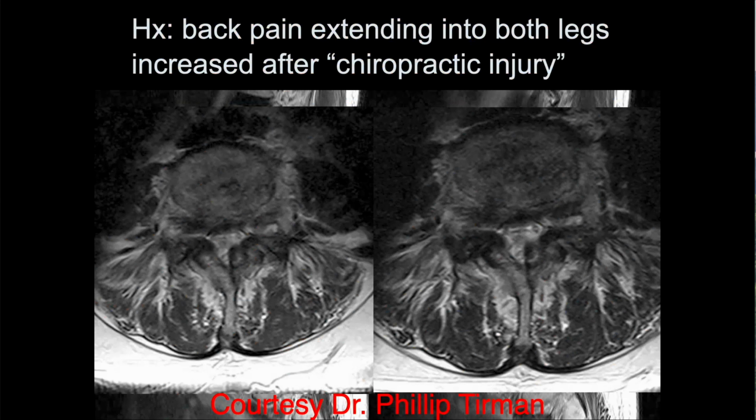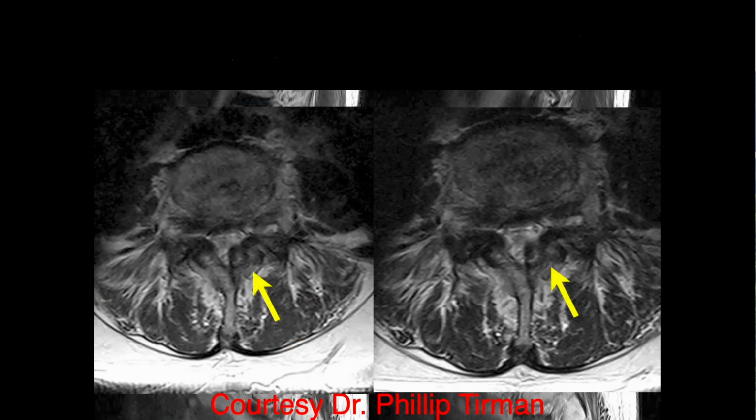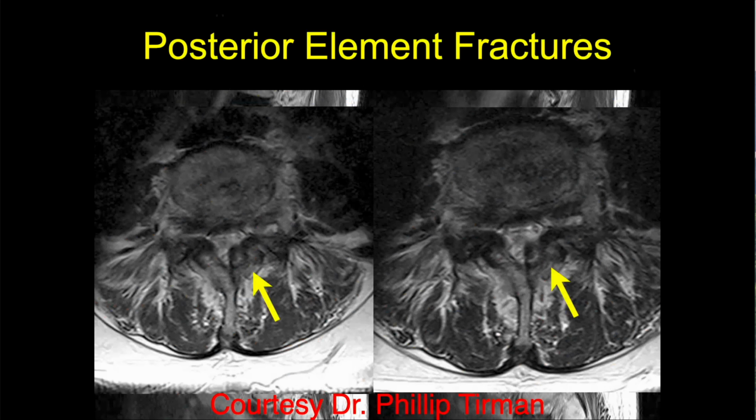Axial images. Are we just seeing the Barr's defect on the left? And it's kind of a central stenosis. Not great images. And there's some degeneration there, some posterior element fracture, okay.